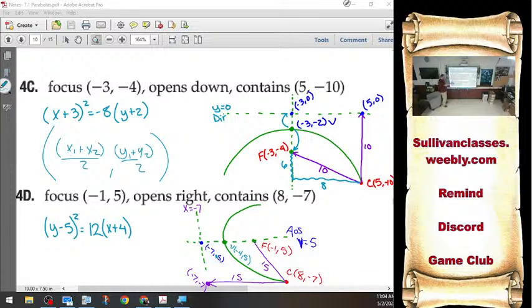It opens to the right, so y is squared, 4p is positive. You got your vertex, h, k, plug them in. If you know that distance, you know p. If p is 3, then 4 times it is 12. Okay.